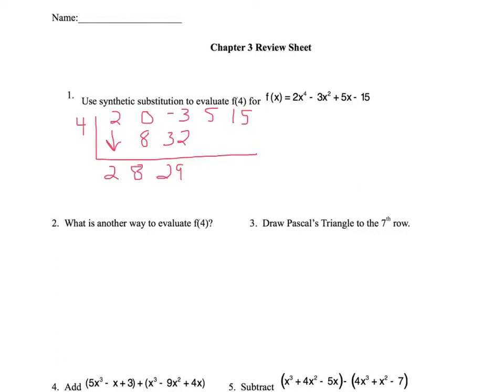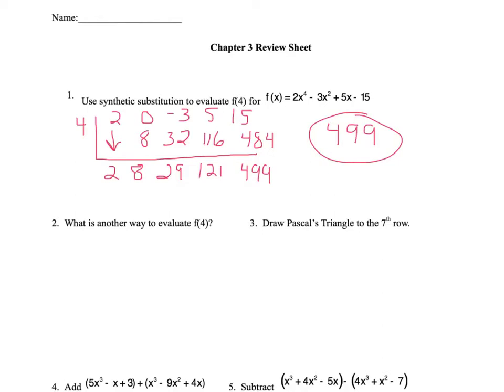And 4 times 29 is going to be 116. So then that would be a 121. And then 4 times 121 is 484. And then plus 15 would be 499. So 499 is what f of 4 would equal.